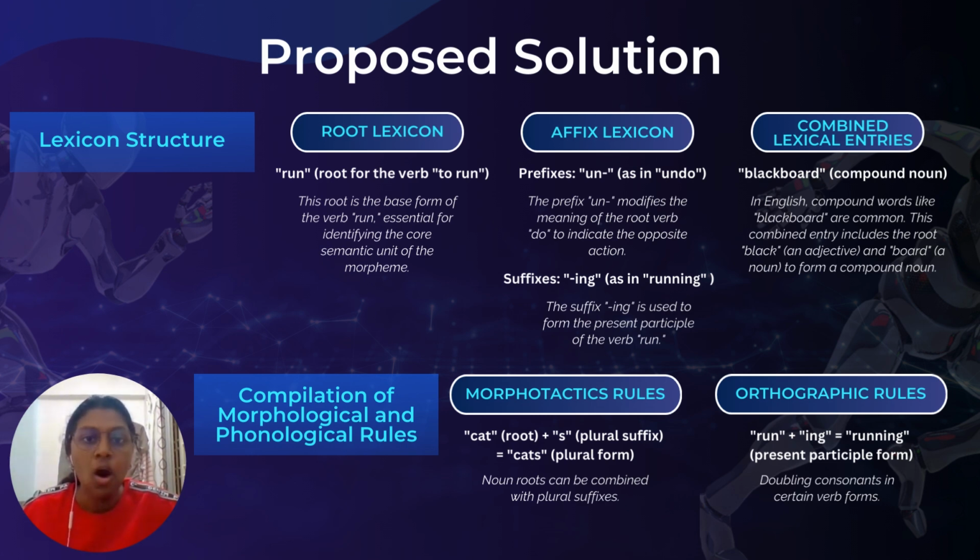Finally, we have the orthographic rules. These rules manage the spelling adjustments necessary when morphemes combine to form words. These include modifications like consonant doubling, vowel changes, or the introduction of silent letters aligned with phonological changes. For instance, in English, when we form the present participle of run, we add the suffix ing, resulting in running. This rule ensures the doubling of the consonant n in the verb form to maintain orthographical integrity.